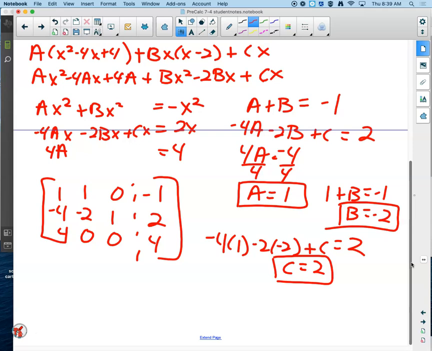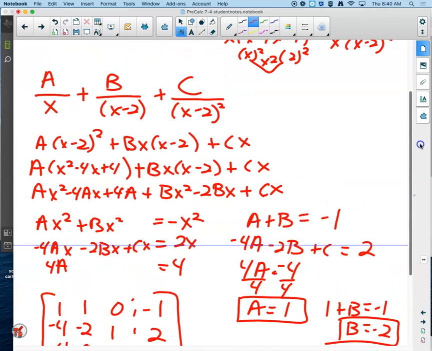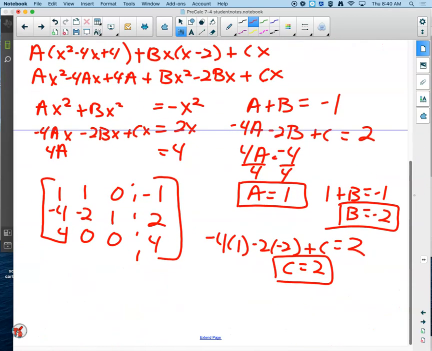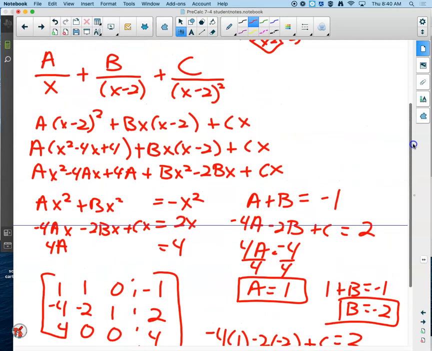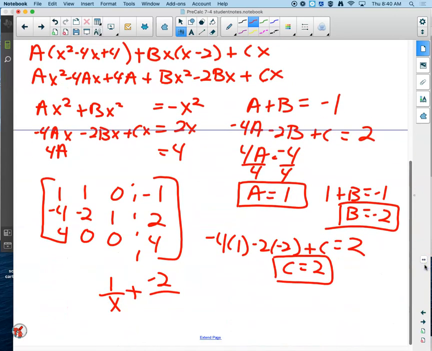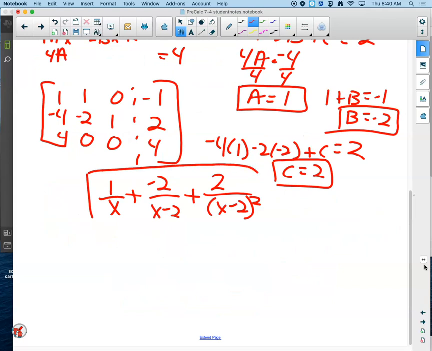Almost done. All we have to do is write them. So let's see. A needs to go over X plus B needs to go over X minus 2 plus C over X minus 2 squared.